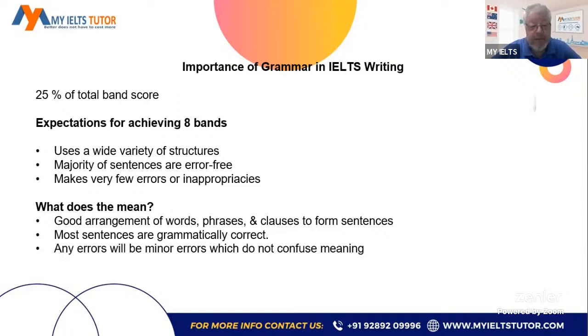Then finally, any errors will be minor errors. And what I mean by minor errors, they're not going to change or confuse the meaning of what you write, okay? So what you write is clearly understood despite the error. So for instance, you forget to use a comma with the word but. That's not going to change the meaning or confuse the meaning of that sentence, for example. So now let's move on.